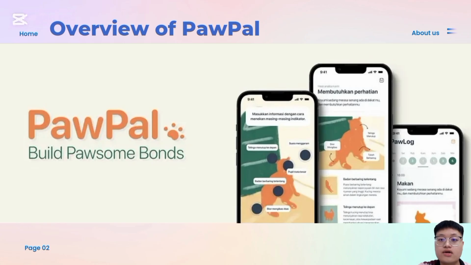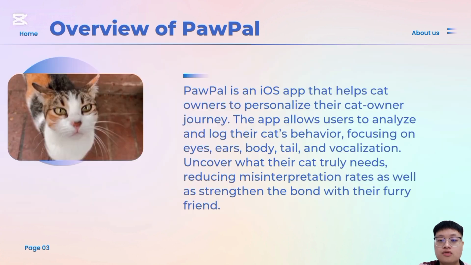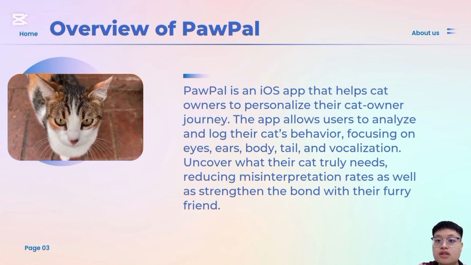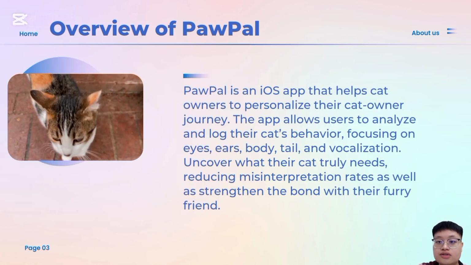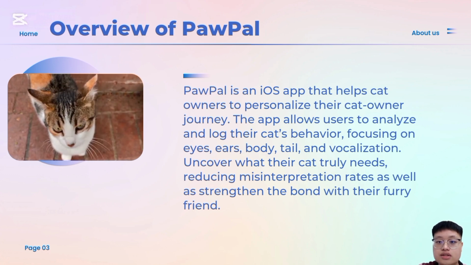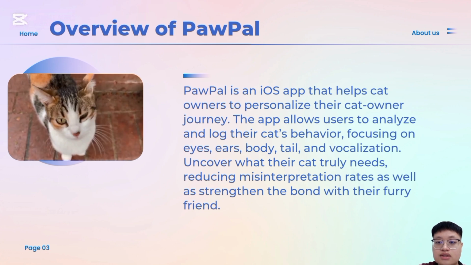So let's start. Now I'm going to give you some explanation and overview of Popper. Popper is an iOS app that helps cat owners personalize their cat owner journey. The app allows the user to analyze and log their cat's behavior, focusing on their eyes, ears, body, tail, and vocalization. It's not only that, it also uncovers what their cat really needs, reducing misinterpretation rates as well as strengthening the bond with their cats.